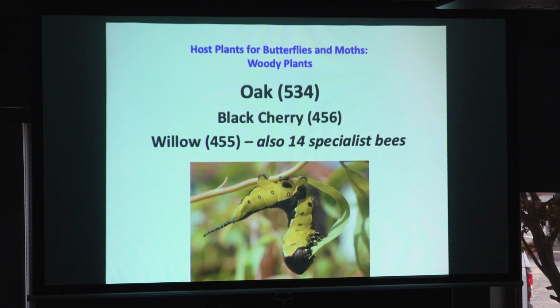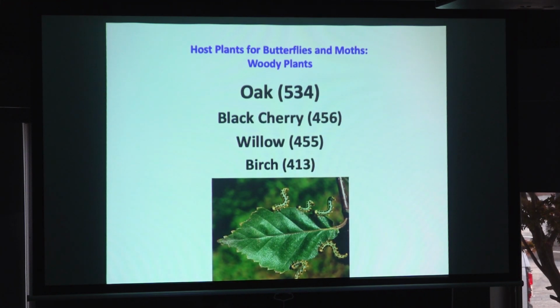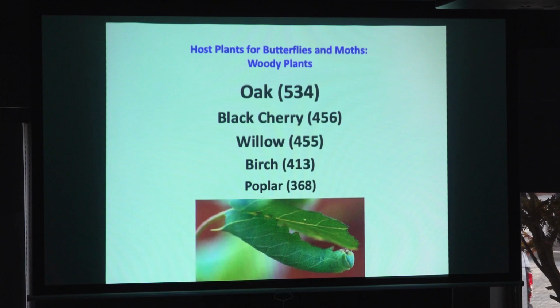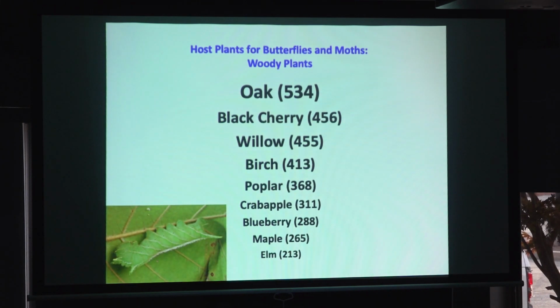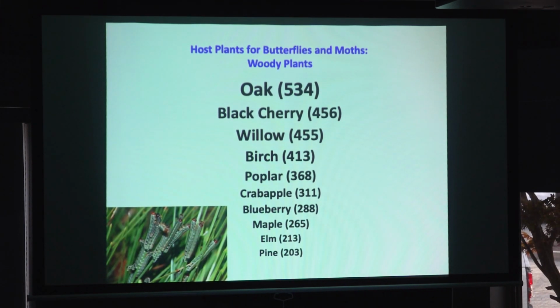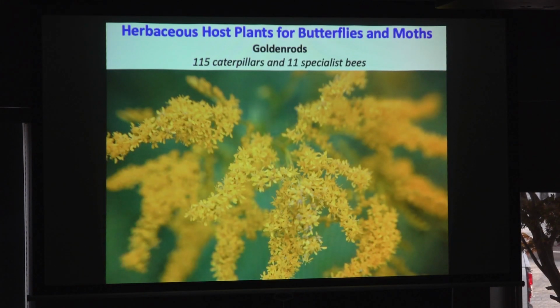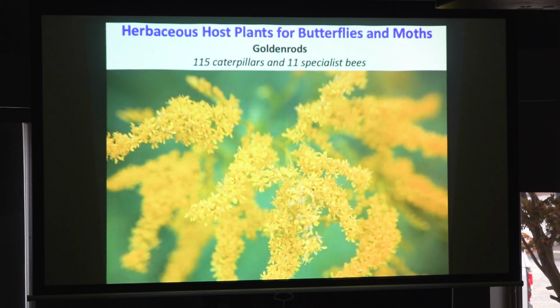In fact, willow, in addition to being a great host plant, also nourishes 14 different specialist bee species. So that makes it a keystone species, a really important plant, any of the willows. Birch is important as well, so is poplar as a food source for caterpillars, the crabapple, blueberry, and then doubly important again because the flowers nourish the specialist bees, in addition to the leaves being a good food source for the caterpillars. Maple, elm, pine, the list goes on. I mean, there are more than just these. In fact, notice that pine attracts 203.